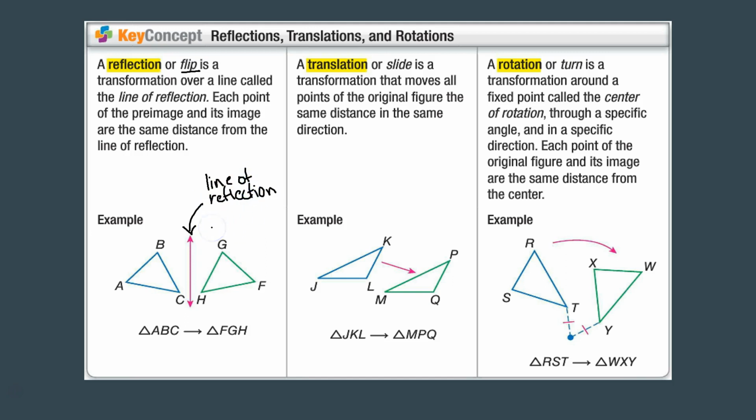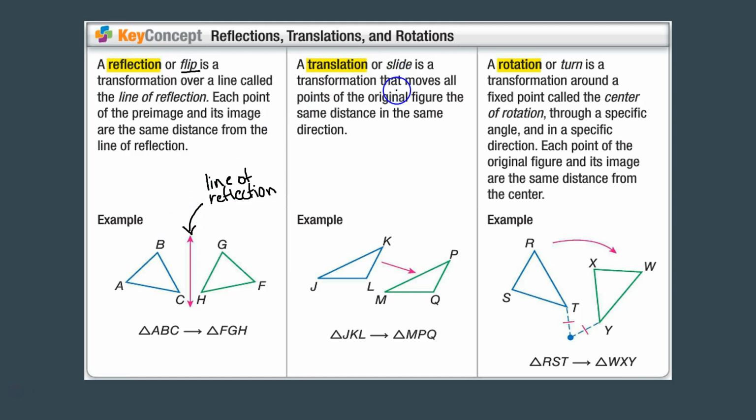And each point of the pre-image and its image are the same distance from the line of reflection. So if I said this was like 2 centimeters, right here would be 2 centimeters. If this was 5 centimeters from this line to G, it would also be 5 centimeters. So notice here, this is a transformation with a reflection in our case.